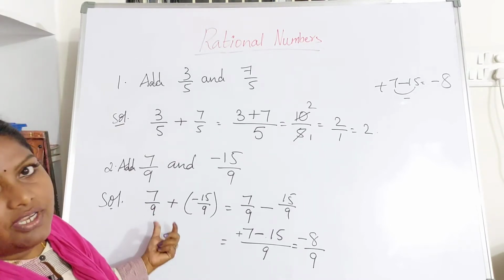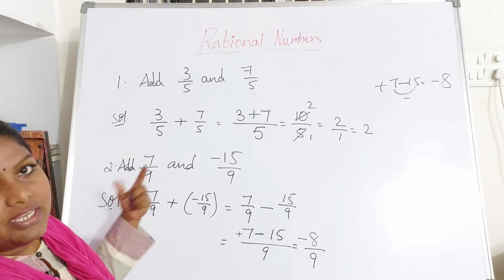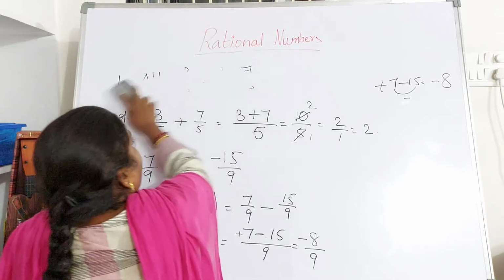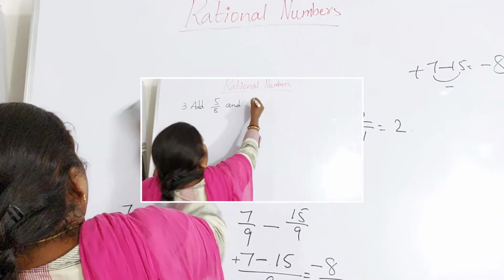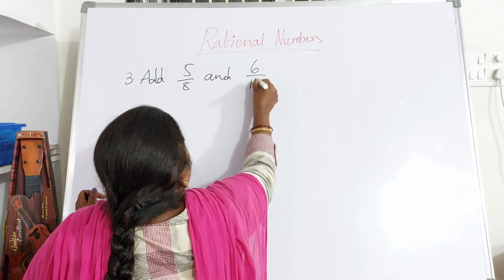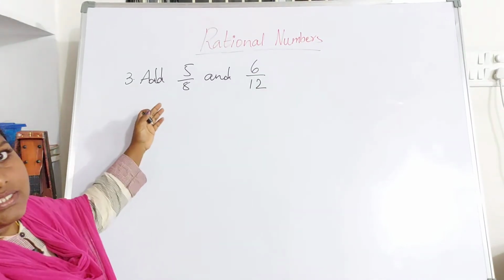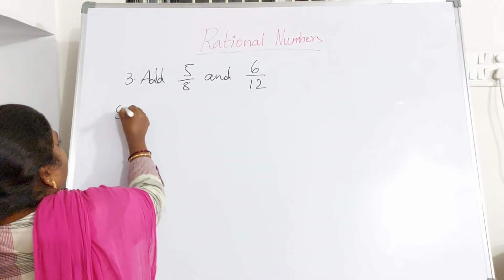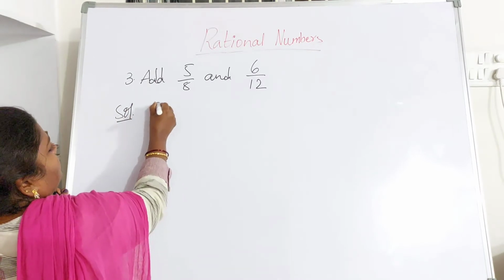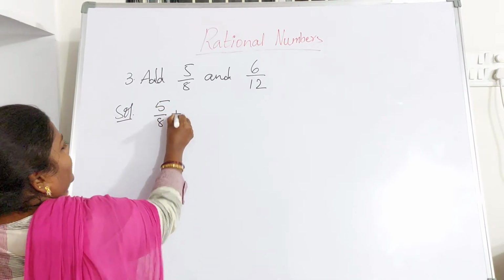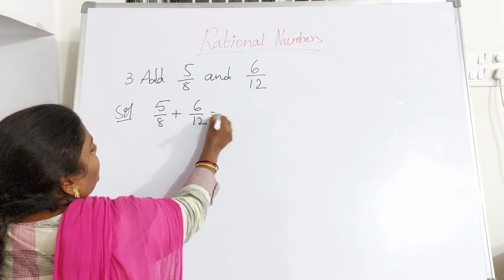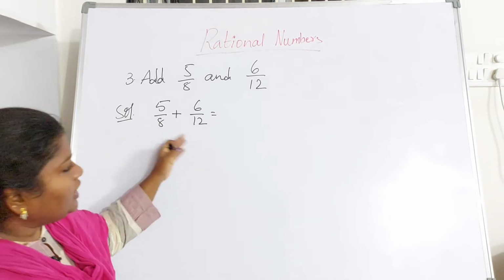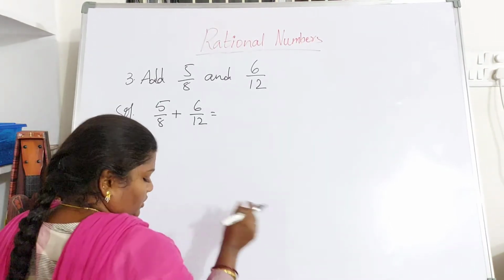If you have different denominators, how to do it? I will explain in the next example. This is an example I have taken: add 5 by 8 and 6 by 12. Let me join using the addition symbol, that is 5 by 8 plus 6 by 12. Here you can observe that the denominators are both different. If you have different denominators, you need to take the LCM of these two denominators.